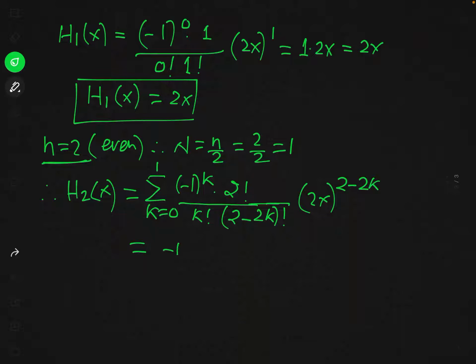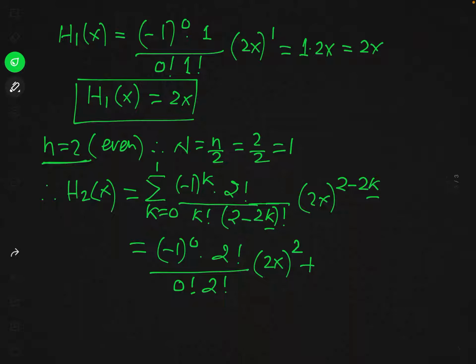This will be minus 1 raised to the power 0 times 2 factorial over k factorial, but k is here 0, so this is 0 factorial, and (2 minus 2k), but we have taken k equal to 0, so this is simply 2 factorial, and 2x raised to the power 2 minus 2k, but k is here 0, so this will be simply (2x) square, and plus.